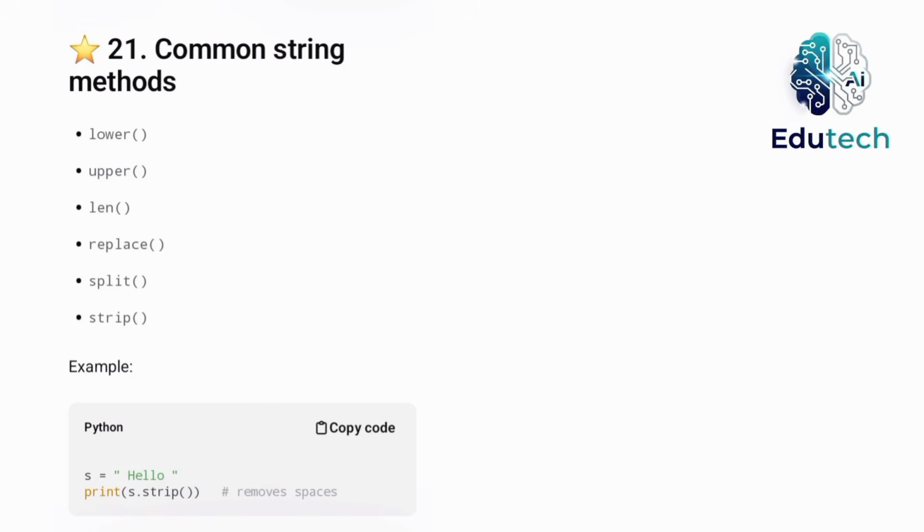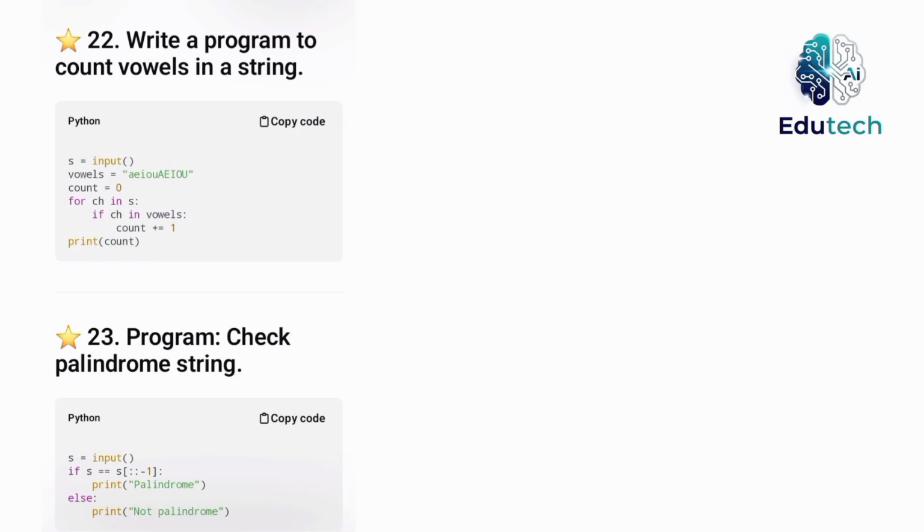Common string methods: lower, upper, len, replace, split, strip. Write a program to count vowels in a string. s equals input(), vowels equals aeiouAEIOU. Count equals 0, for ch in s: if ch in vowels, count plus equals 1. Then print(count).